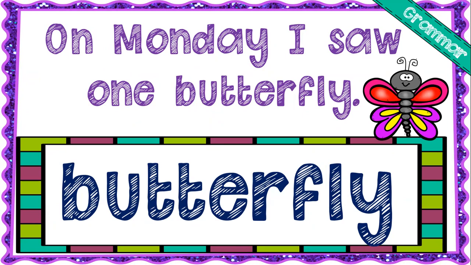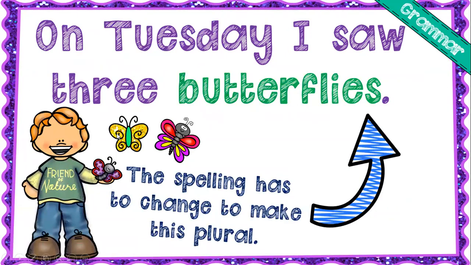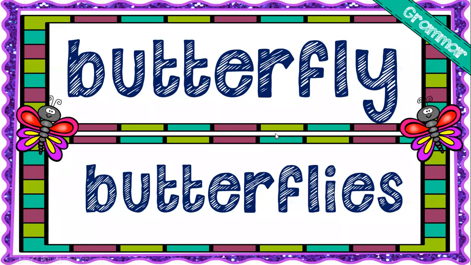Now on Monday, I saw one butterfly. Let's make this word plural. On Tuesday, I saw 3 butterflies. Now, what you're going to do in the next assignment on workbook page 101 in your packet, which is 18.2, you're going to be making these words singular or plural as needed.